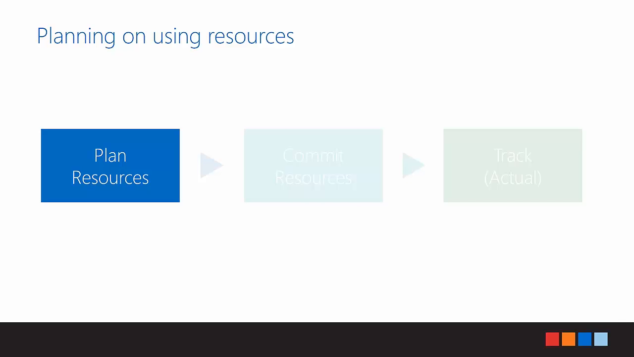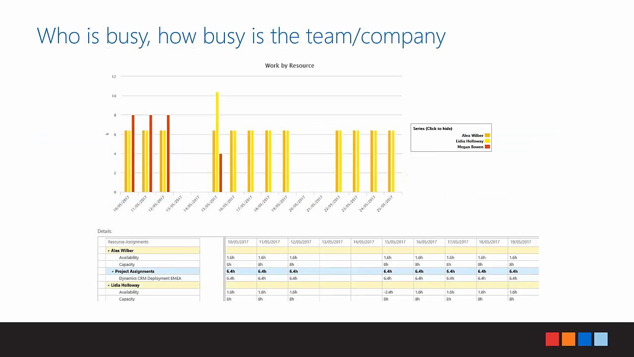So I've got a couple of graphs to start with to be able to plan resources. I like this one. This is who is busy, how busy is the team or company that we're working in at the moment. This is out of the box. This is a graph that you get with Project Online straight away as soon as you start using it. And what this graph is showing us is the different team members. We've got Alex, Lydia and Megan. And you can see that they've got different amounts of hours that they're committed to work. We're planning to use Alex and Lydia on the 10th of the 5th for just over 6 hours, and we're looking to use Megan for 8 hours.